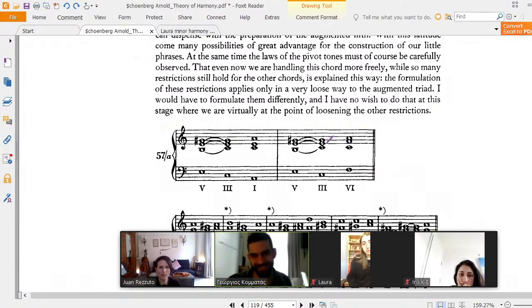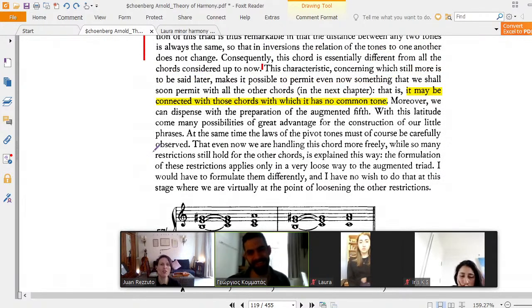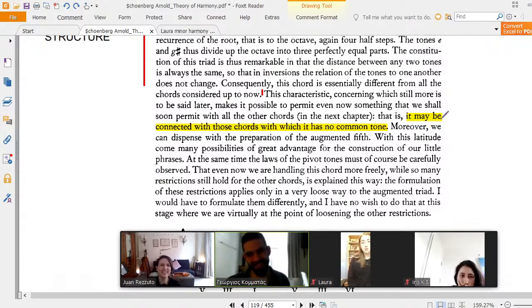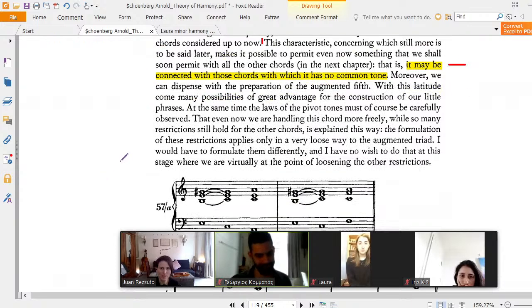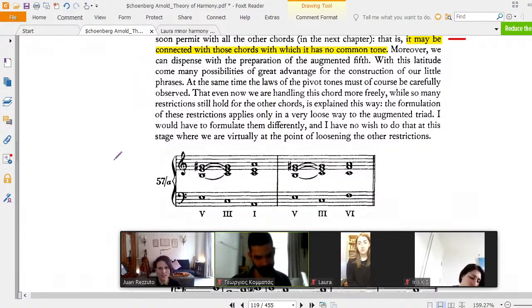So the fifth can go perfectly well to the sixth. It can go to the fourth if you want. The problem is this one cannot go to the fifth. I like to trick you, to make you think. It may get boring, okay? So it may be connected with those chords with which it has no common tone. Now this rule, not now, okay? For now, task for next week.